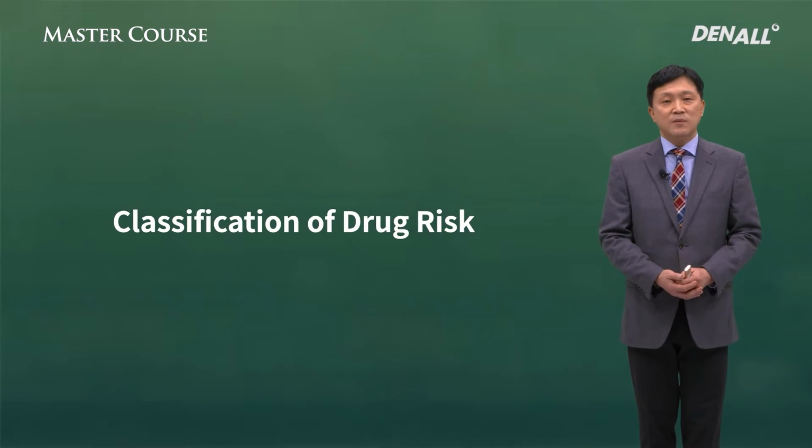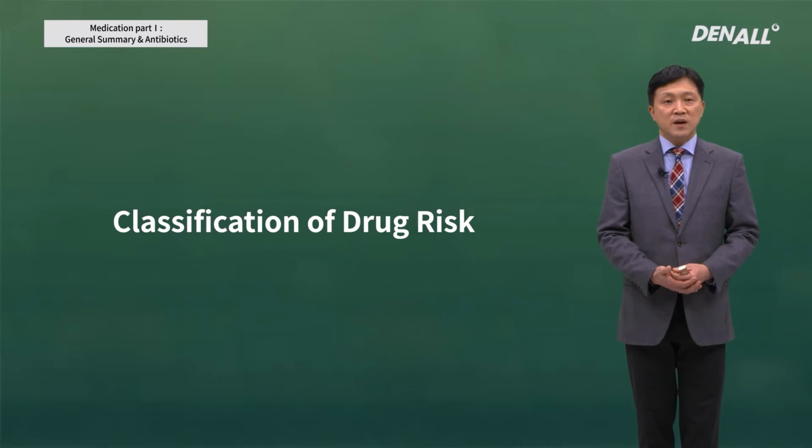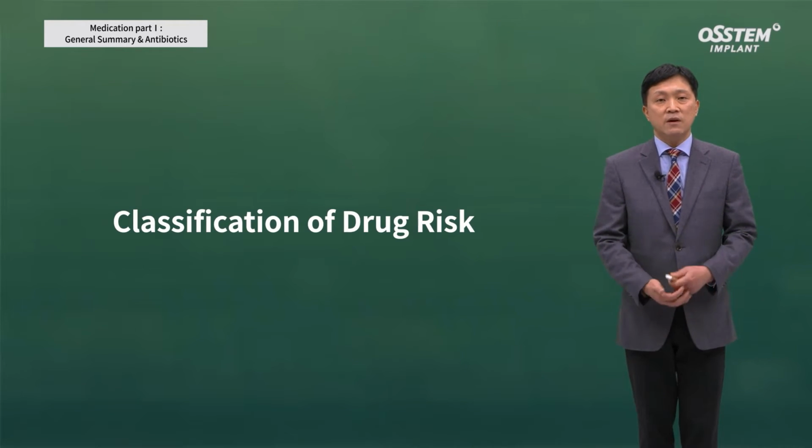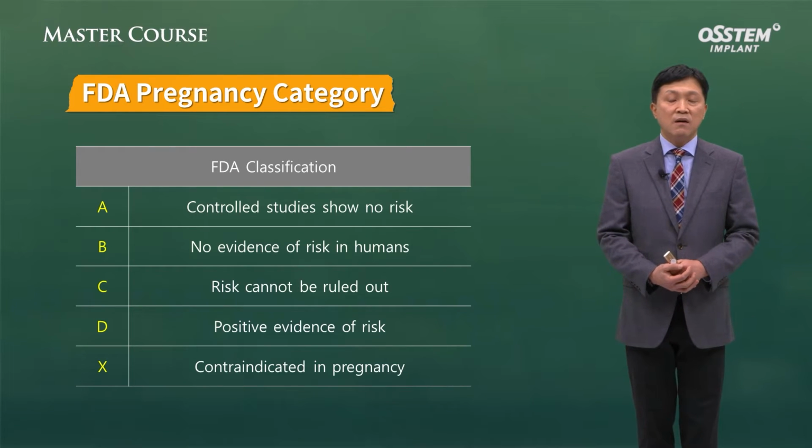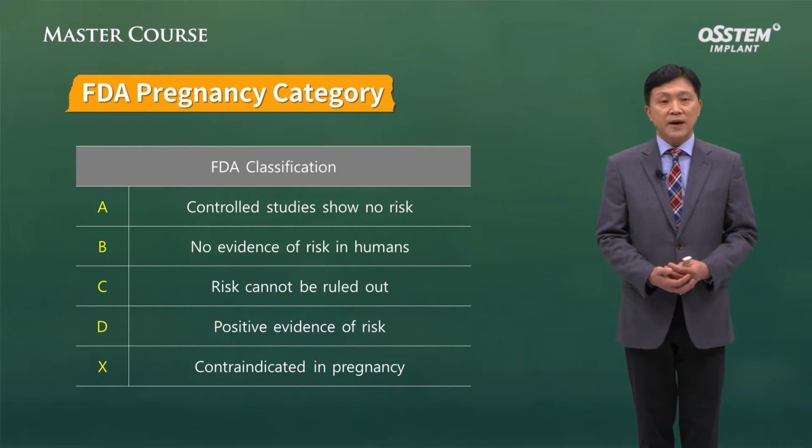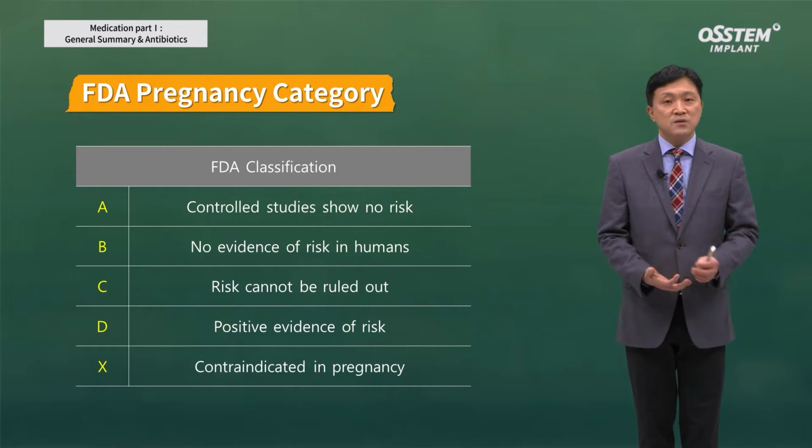In general, we prescribe medications to patients every day. Let's have a look at how they are classified. Classification of drug risk. This is the most commonly used category from FDA. The pregnancy category that would affect the fetus. FDA Pregnancy Category has 5 categories: A, B, C, D, and X. As you go toward A, it is safer, and as you go toward X, the risk goes up.